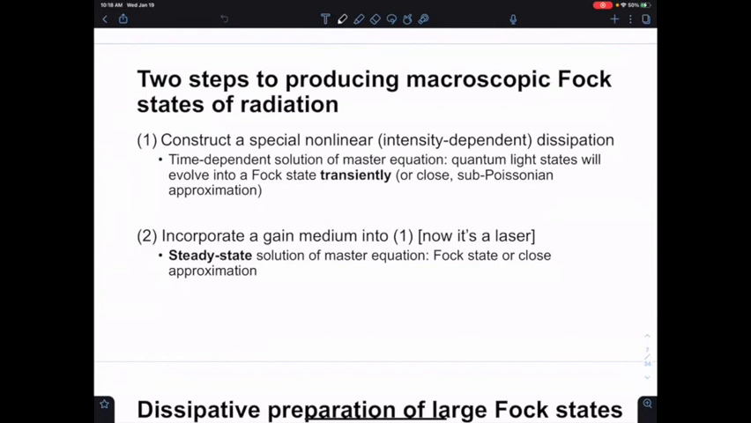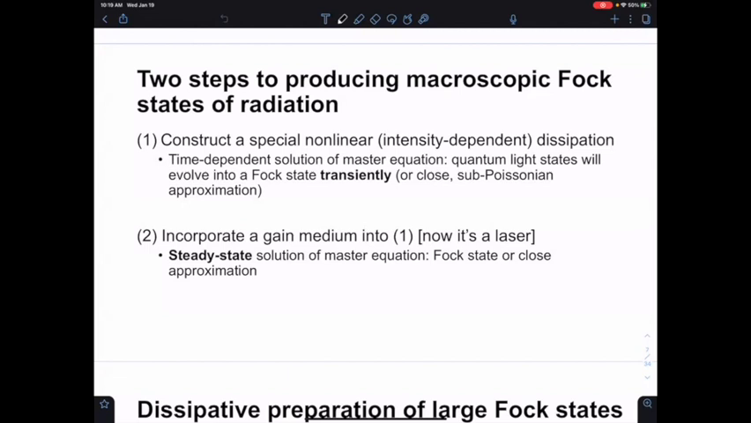I should mention that in cases where we don't produce Fock states, it's still possible to produce light where the number is much more well-defined than it would be for shot noise or for coherent light from an ideal laser. And we call those kinds of states sub-Poissonian light, and more mathematically, their variance is less than their mean.